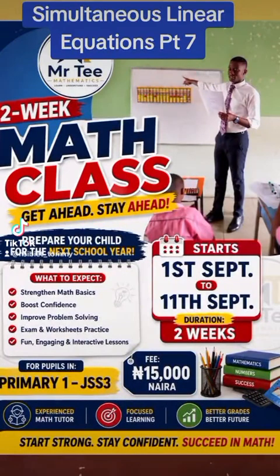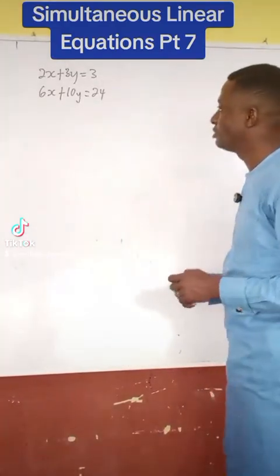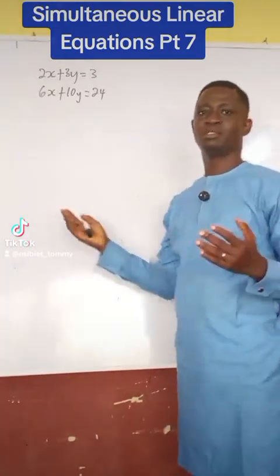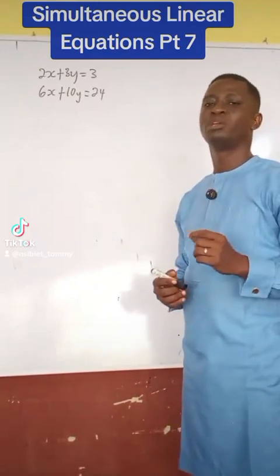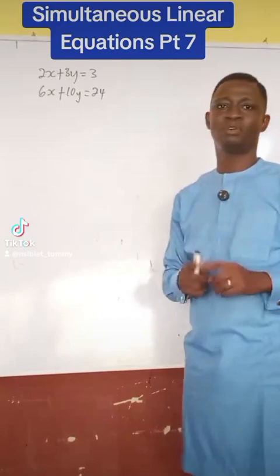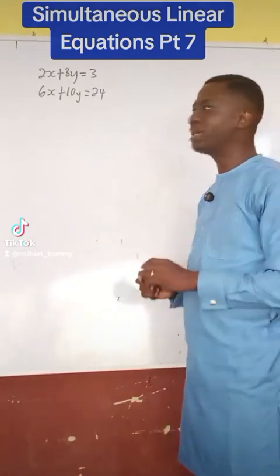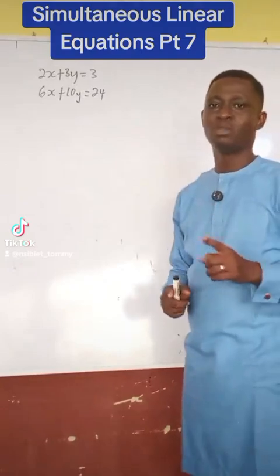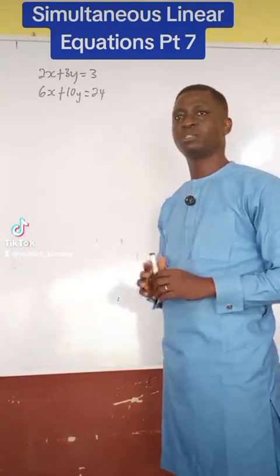Welcome to today's class. So far, I believe we have learned something on simultaneous linear equations. What we are going to do here is still the same thing we have been doing. As I said earlier, we are going to follow one pattern till when everything is clear, then we can switch to another pattern. But for now, we are going to use the substitution method only, making x the subject of the formula in equation 1, then using it to substitute in equation 2. That is what we are going to do. So just follow the pattern.